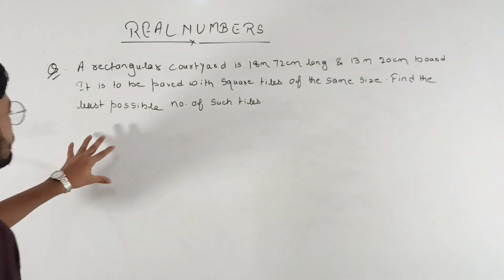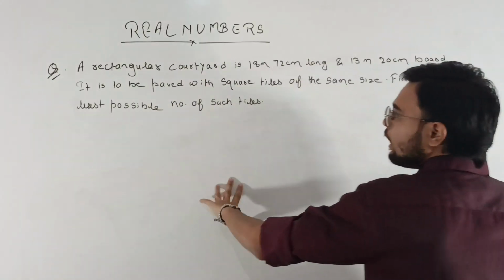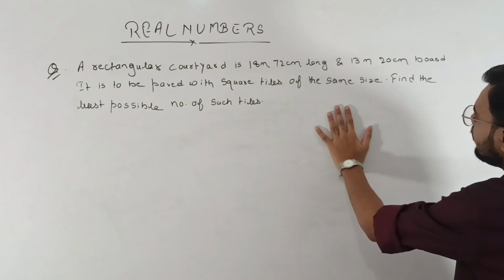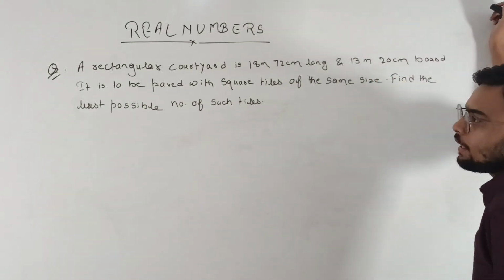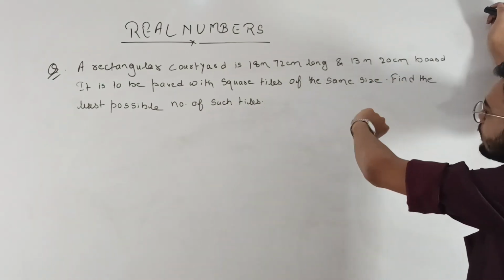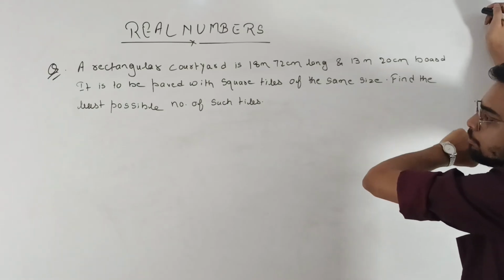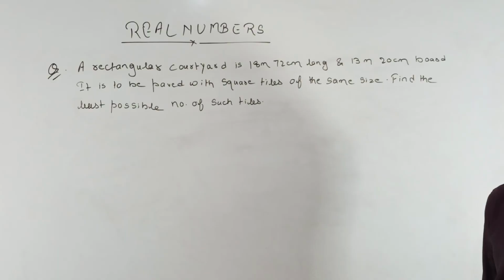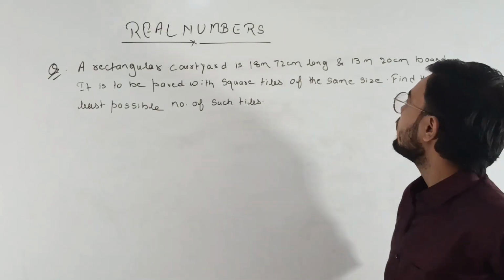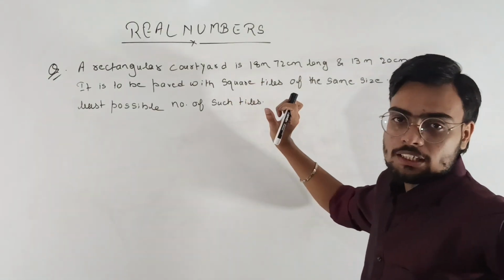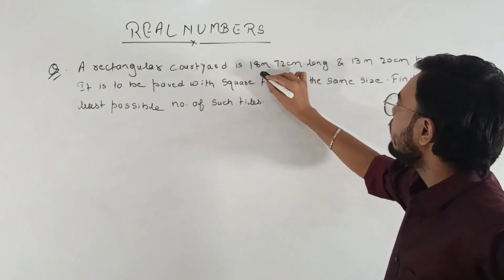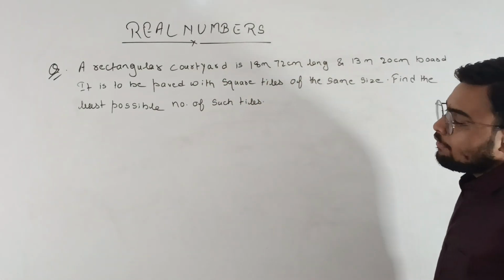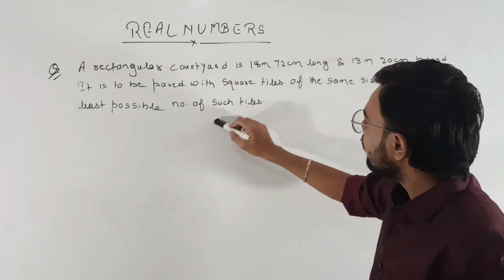Understood? Now let's move to our next question. The question is: a rectangular courtyard is 18 meter 72 centimeter long and 13 meter 20 centimeter broad. It is to be paved with square tiles of the same size. Find the least possible number of such tiles. So there is a rectangular courtyard, and this courtyard is paved with square tiles. The length of the courtyard is given as 18 meter 72 centimeter and the breadth 13 meter 20 centimeter, and we have to find the number of such tiles.